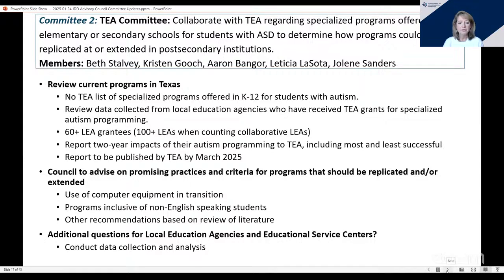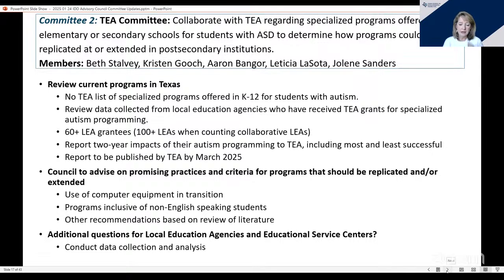They have over 60 LEAs. The grantees, I think, are more than 100. They are compiling the data. They have two years' worth of data and impacts and outcomes based on these grants, and they are planning to release that data in the next month or so. So I think it's good timing to have that as a starting point. Then once we are able to see that list and some of those outcomes, the role of this council was to advise on what some promising practices are and which programs or components should be replicated or extended.